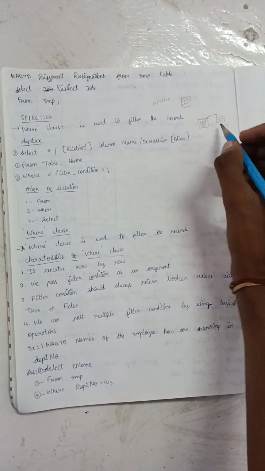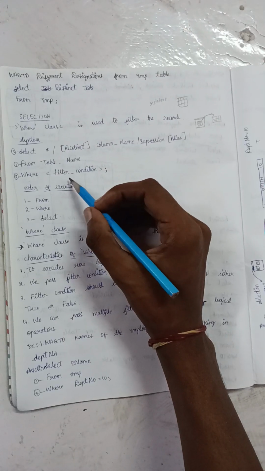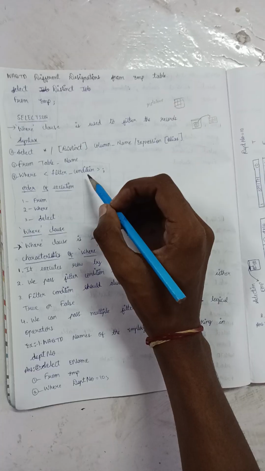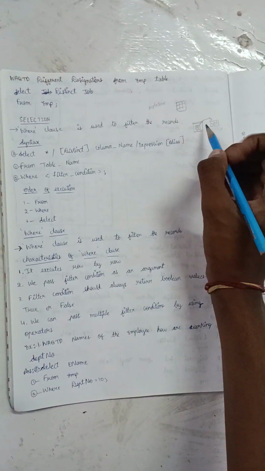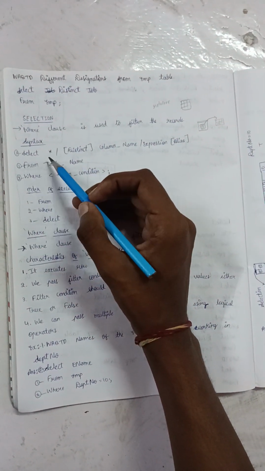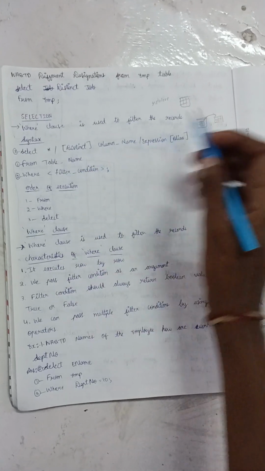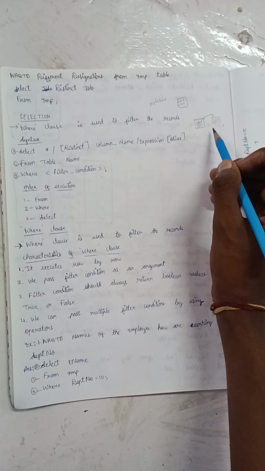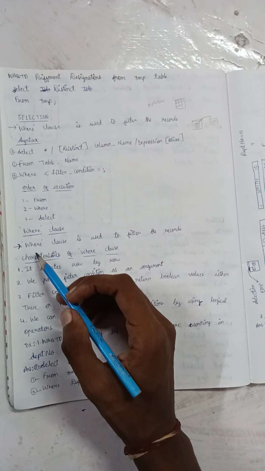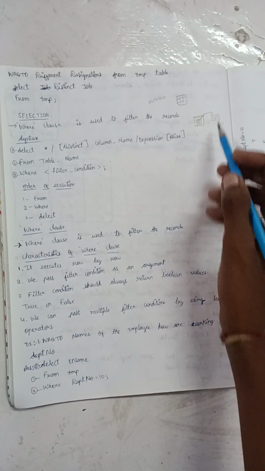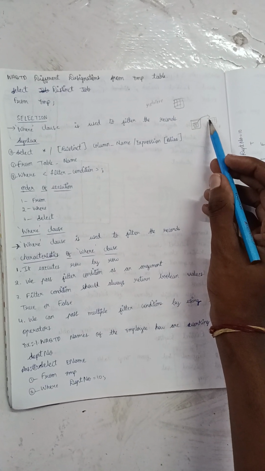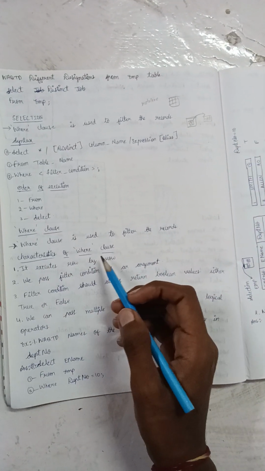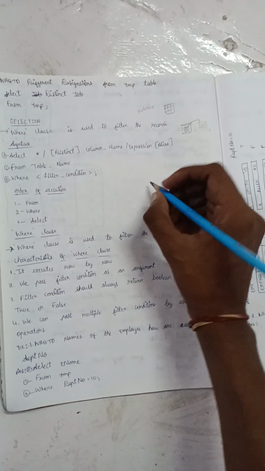Next, the WHERE clause will be executed by using some filter condition. It is a condition which is used to filter the records, and the SELECT will be selecting the particular column name, column, or all the details or an expression. The WHERE clause is used to filter all the records.